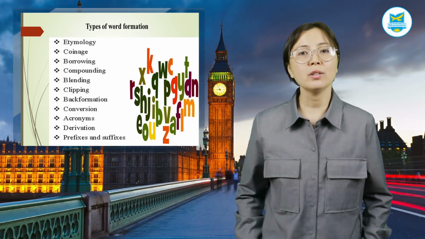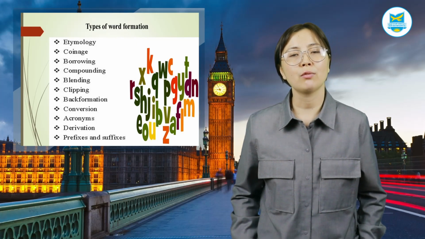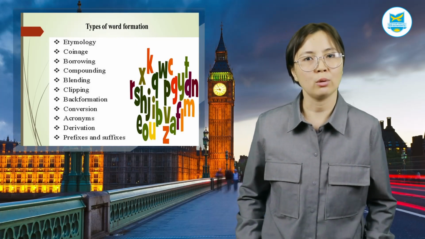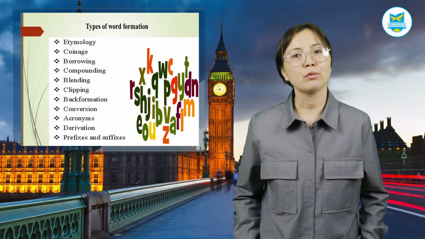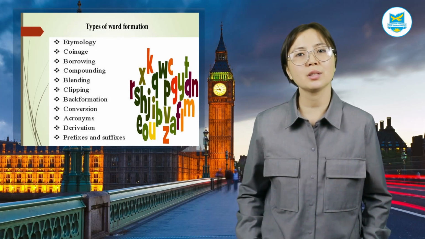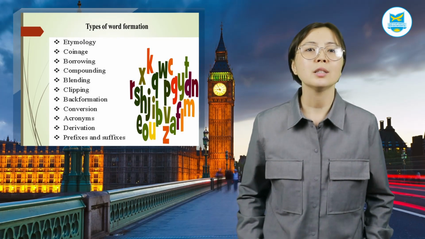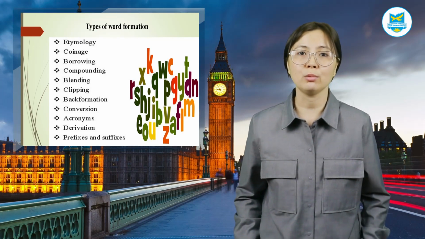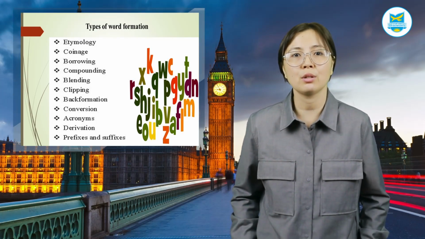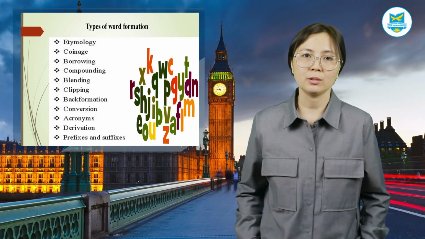Coinage. One of the least common processes of word formation in English is coinage, that is, the invention of totally new terms. The most typical sources are invented trade names for commercial products that become general terms, usually without capital letters, for any version of that product.